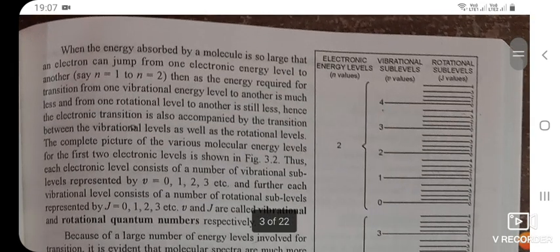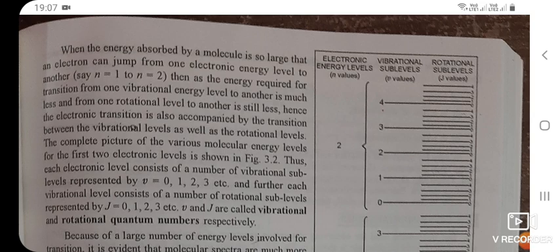When the energy absorbed by the molecule is so large that an electron can jump from one electronic energy level to another, then as the energy required for transition from one vibrational energy level to another is much less and from one rotational level to another is still less, hence the electronic transition is also accompanied by the transition between the vibrational levels as well as the rotational levels. The complete picture of the various molecular energy levels for the first two electronic levels is shown in figure 3.2.